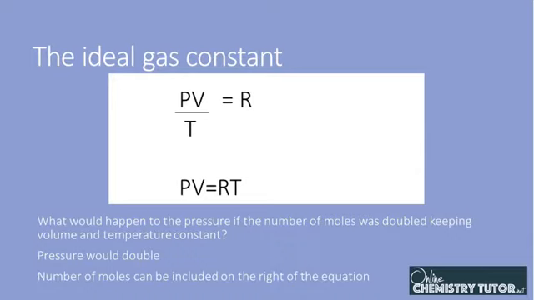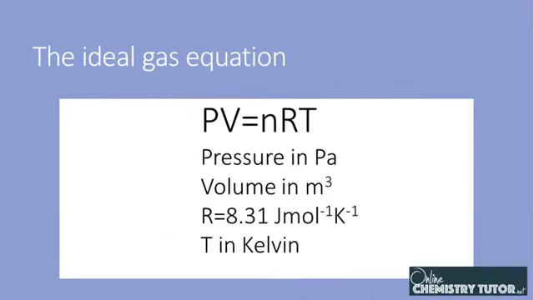What that means is that we can put the number of moles onto the right-hand side of this equation, because we know that doubling the number of moles will double the pressure, trebling them will treble the pressure. We can factor the number of moles into this equation, and that is what we do. We come up with this final equation: PV equals n, for number of moles, multiplied by the gas constant multiplied by the temperature.